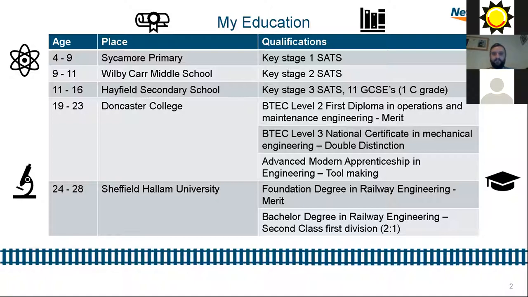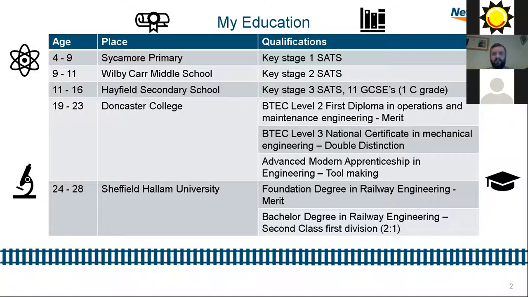I ended up doing a modern apprenticeship off the back of that. And from my modern apprenticeship, I actually gained my BTEC Level 3 National Certificate in Mechanical Engineering, and I did quite well in that. I got a double distinction. And also I achieved the official advanced modern apprenticeship in engineering, specifically in tool making.